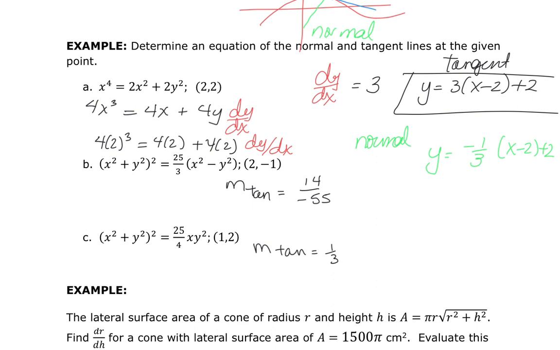Welcome back. Hopefully on the first one, when you evaluated that first derivative, dy/dx at (2, -1), you got 14/55. That means the slope of the normal is going to be positive 55/14. And of course, the slope of the tangent for the second one is 1/3, so the slope of the normal would be -3. And then from there, you all can find the equation of the tangent line.